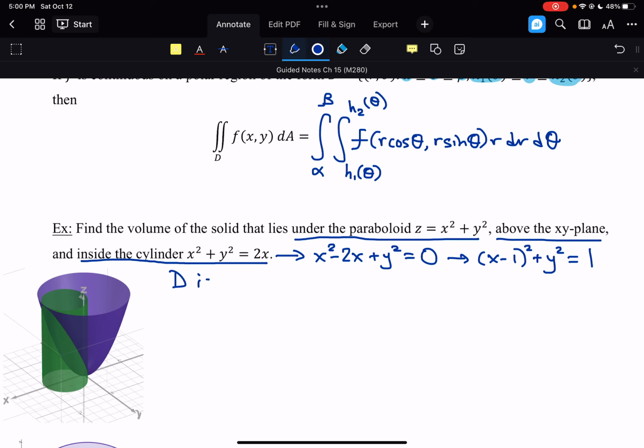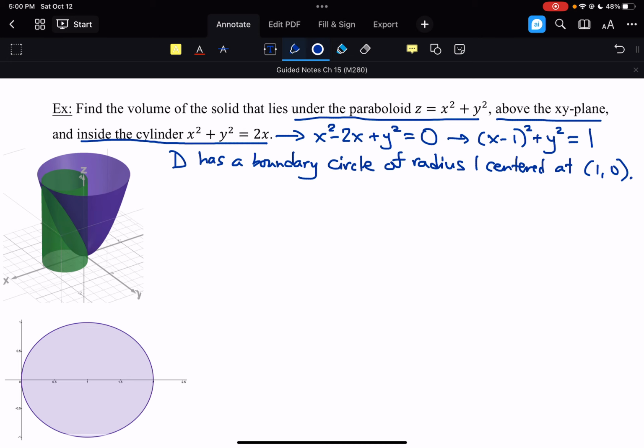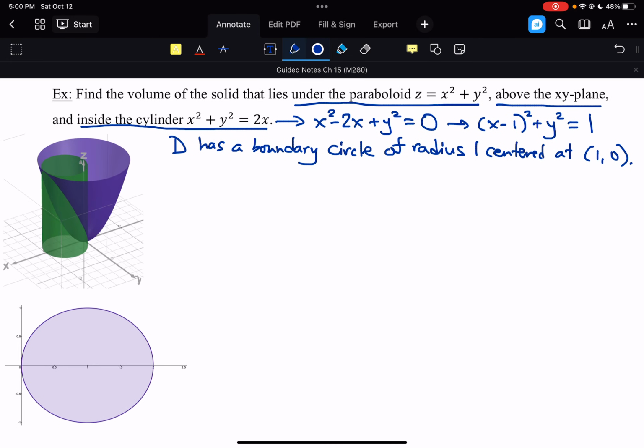So D has a boundary circle of radius 1, centered at not the origin, but rather at the point 1, 0. So if we look, I've got that graph right here. So this region is this region.